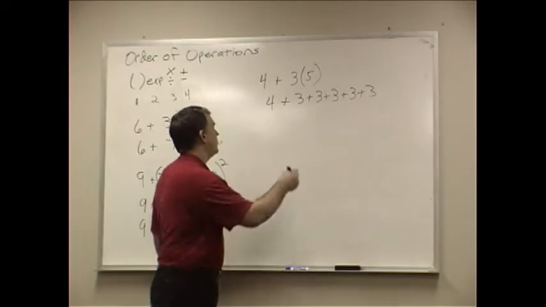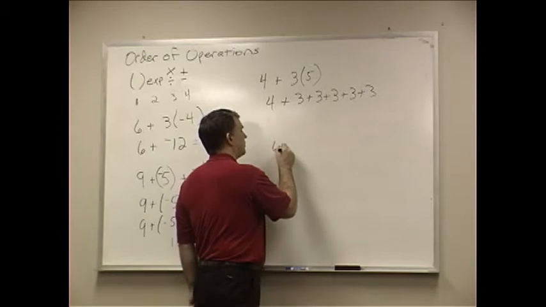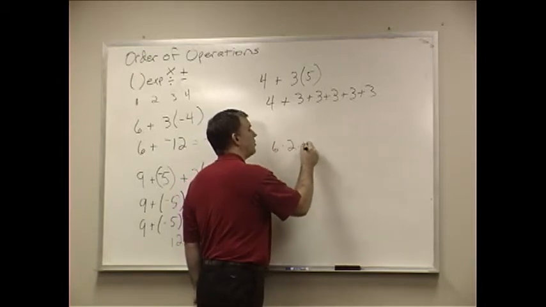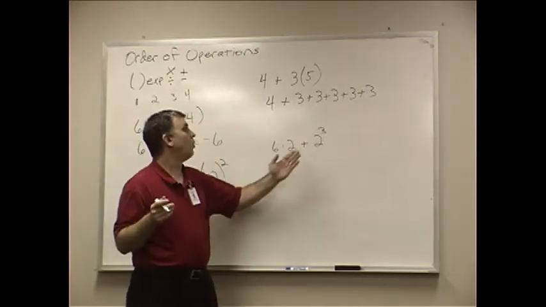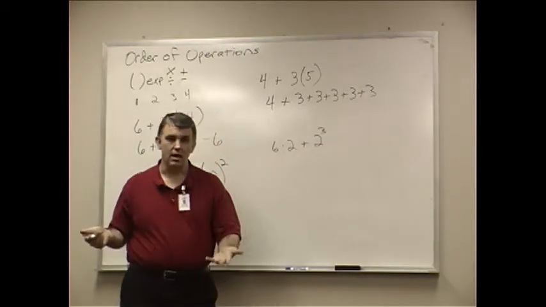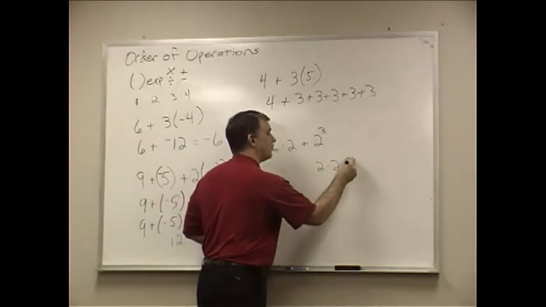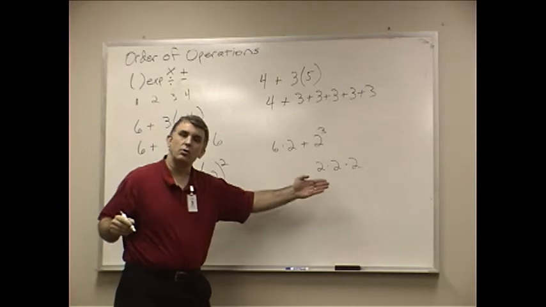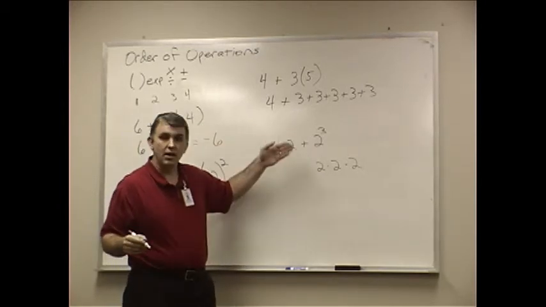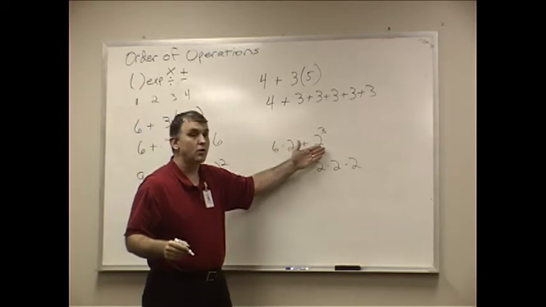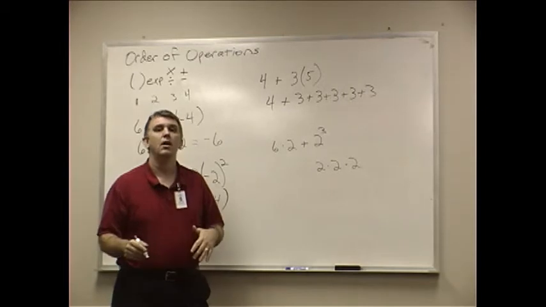Now if we take that a step further, and I have something like 6 times 2 plus 2 to the third. Well, what does 2 to the third mean? 2 to the third means 2 times 2 times 2, and you know you do the multiplication before you do the addition. Well, you're going to have to do exponents before you do your multiplication.